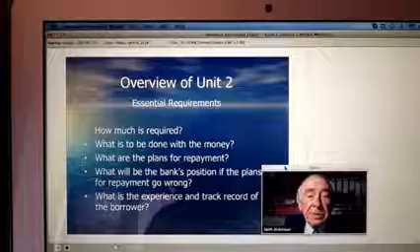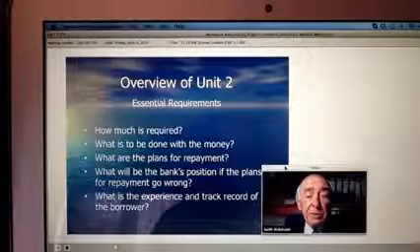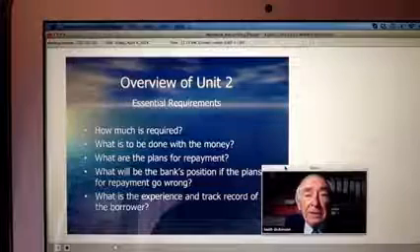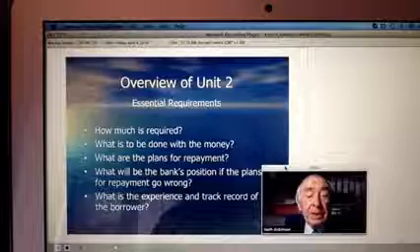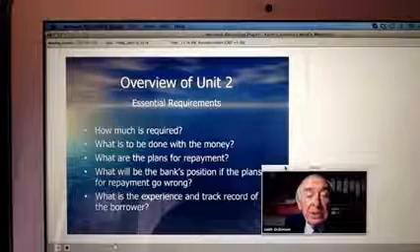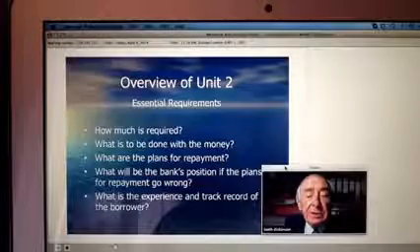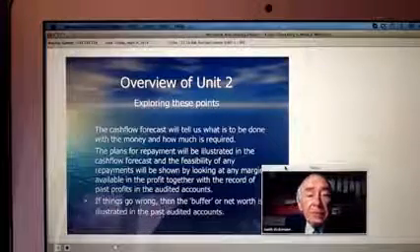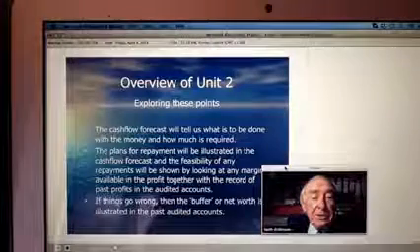Going right back to basics, how much is required, what's to be done with the money, what are the plans for repayment, what will be the bank's position if the plans go wrong, is there some security cover available, and what's the experience and track record of the borrower? We've got to explore all these points.